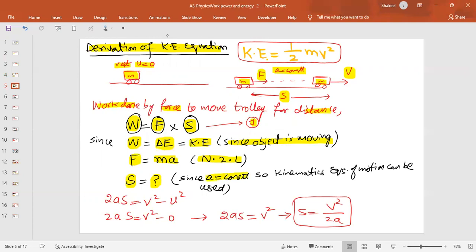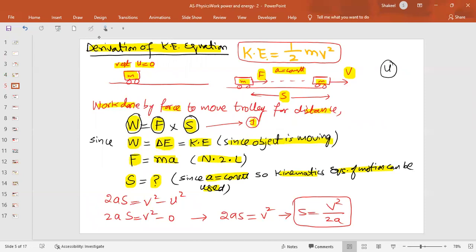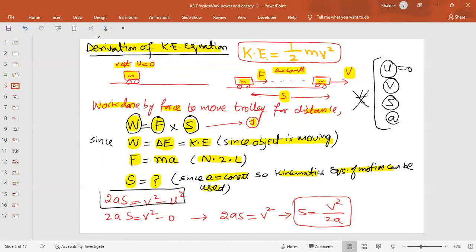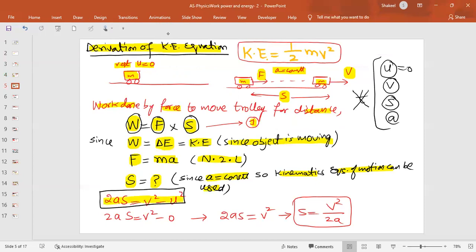So since in this case acceleration is constant, the kinematics equations of motion can be used. As you know, we have u in this case, which is 0, we have v, the final velocity, we have the displacement, and we have the acceleration. So we have these quantities and the time is missing. So we will select that equation in which time is not there. So that is 2as equals v square minus u square. Okay, now you have to put the values. So the only value that we have to insert is u square, which is 0 as the object was at rest.